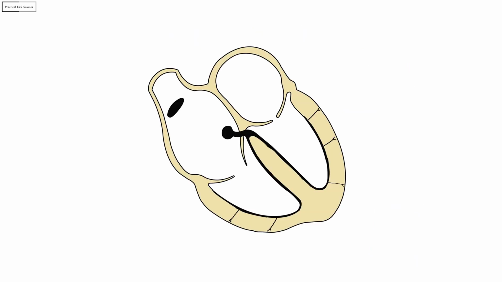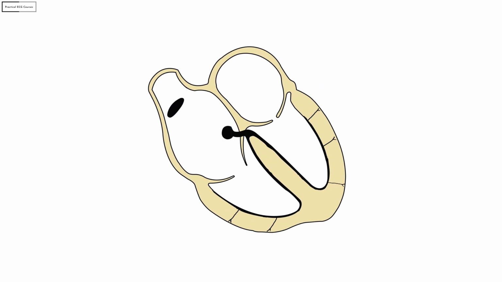I'm sure you're all familiar with this diagram. You have the SA node, the AV node, the bundle of His, the bundle branches, and the Purkinje fibers. In addition, you have the epicardium, the myocardium, and the endocardium.